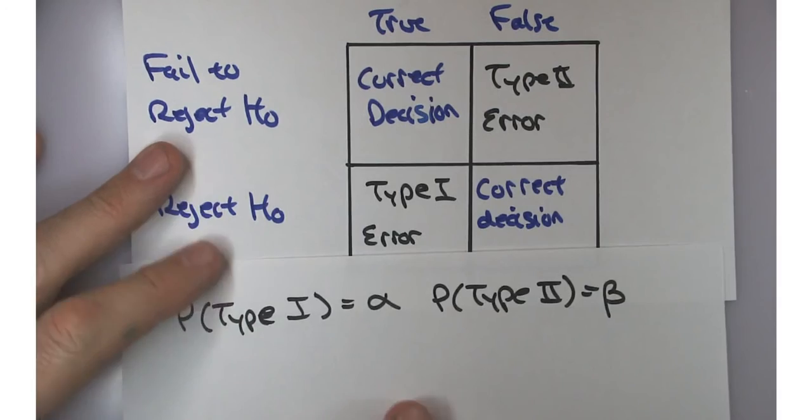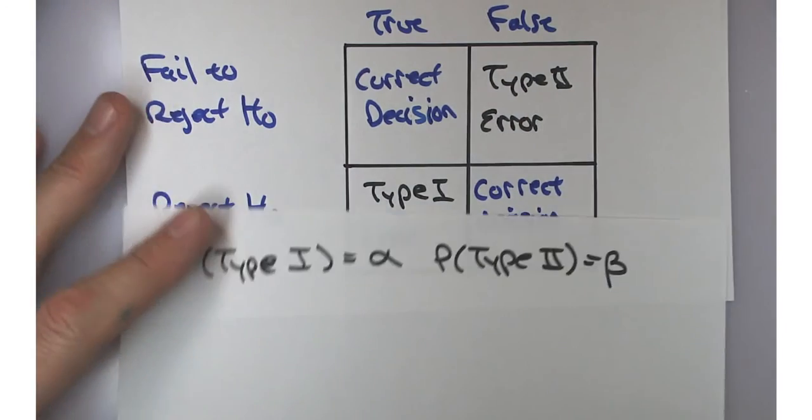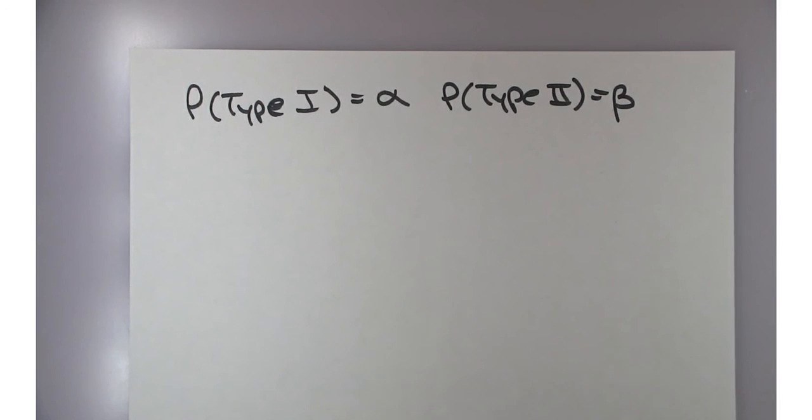So you want to be aware of what it means to make a type 1 and a type 2 error. All right, let's look at a couple of examples, and let me show you what I'm looking for when you state your type 1 and type 2 errors.